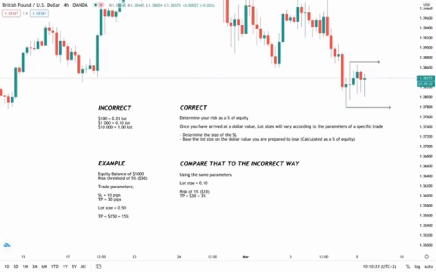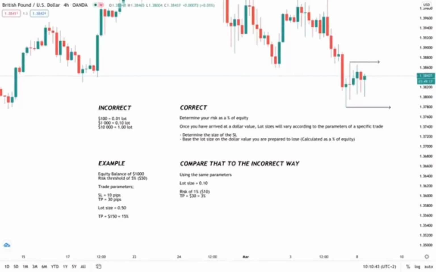Now, if we look at the trade parameters, we have a stop loss of 10 pips and a target of 30 pips for argument's sake. So now, once we've got that, we can now determine a lot size. So with that being said, we arrive at a lot size of 0.5 on that $1,000 account, okay?